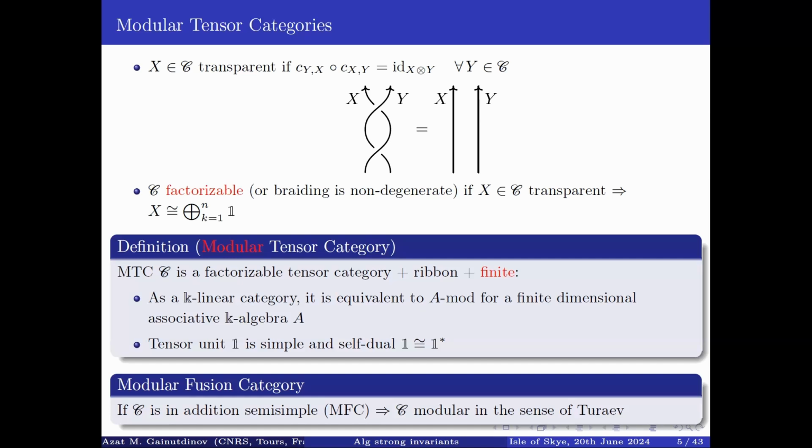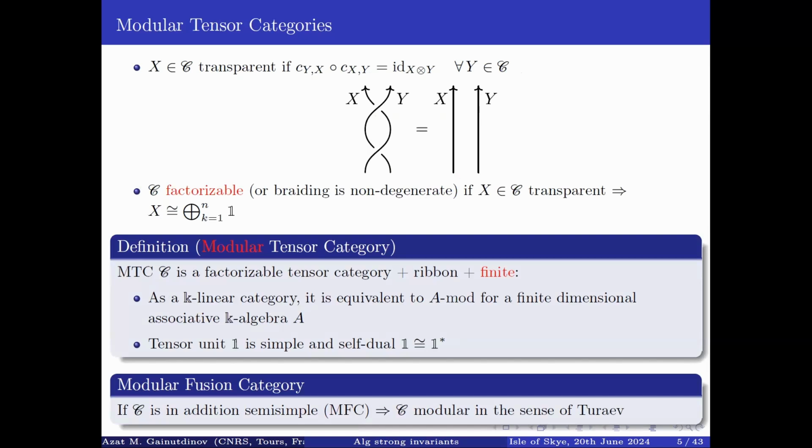Now modularity of a modular tensor category is a certain condition. So now it's not a structure, it's a property of a ribbon category. And it's a property of non-degeneracy of the braiding. What does it mean? Let me introduce the transparent objects. So I say an object in my category is transparent if the double braiding of this object with every other object in my category is just the identity. So it means that's why it's transparent. You can just pull it through the string.